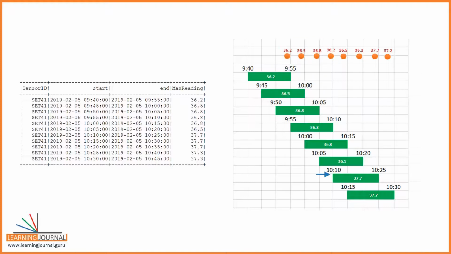How many records do we have for the 10:10 to 10:25 window? 3 events, right? And what is the maximum? 37.5. You should also notice one more observation. Each event could be part of more than one sliding window. For example, the 36.8 event is part of 3 windows: 9:50 to 10:05, then 9:55 to 10:10, then 10 to 10:15.